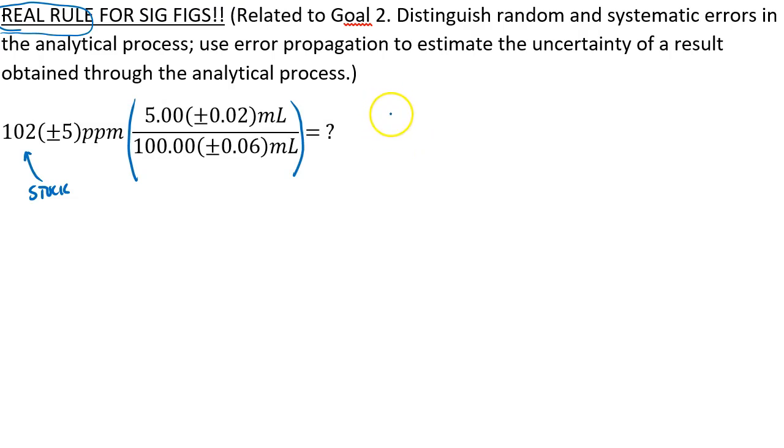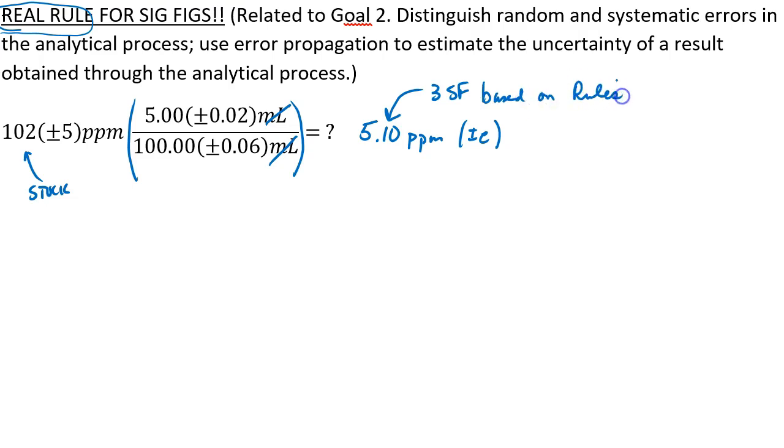So the final concentration of our solution then would be 5.10, milliliters cancel. So that would be parts per million. And then we're going to have to propagate some error, so we'll do that in a minute. But why does my answer have 3 sig figs? Well, that's because I just followed the rules for significant figures as usual. So I got 3 sig figs based on the rules that we've been taught since general chemistry.